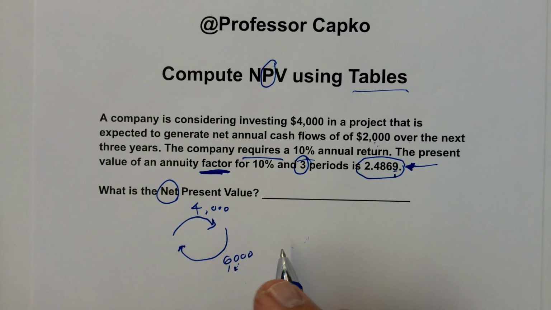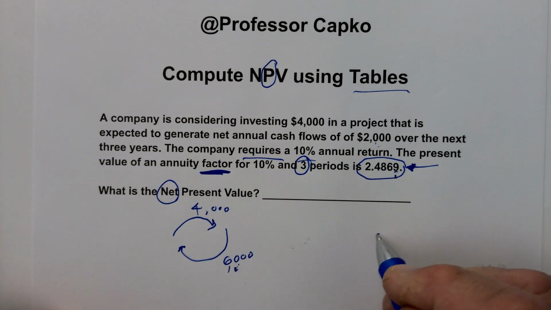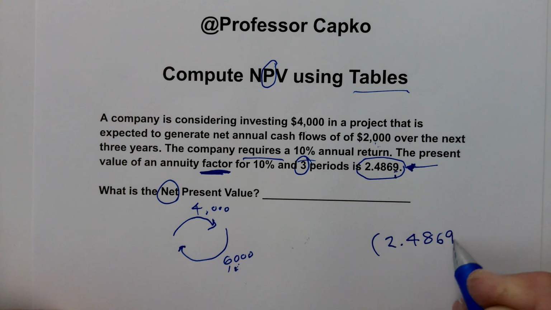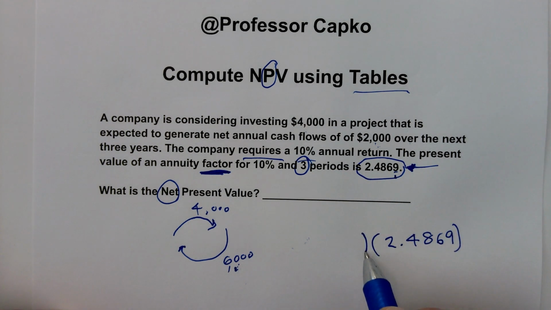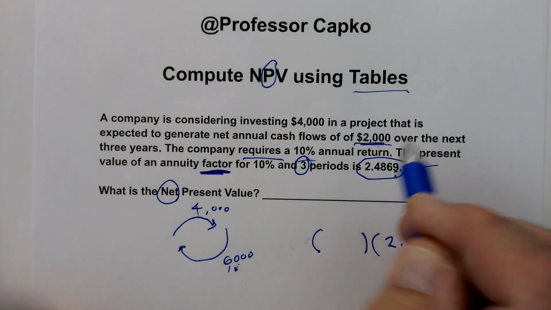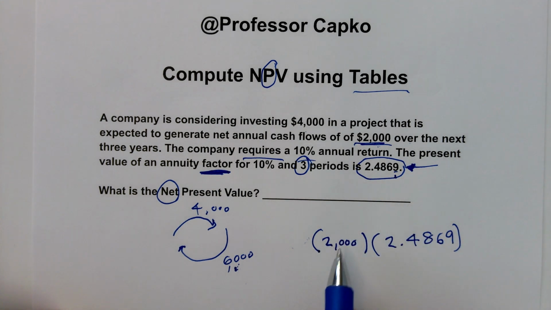No, that's our factor. So I'm going to write down this factor, and that factor is 2.4869. And we're going to multiply that by what? Well, we need to multiply that by the $2,000 because that's how much is coming in each year. Caution, we're multiplying it by the annual amount that we're receiving in our annuity.